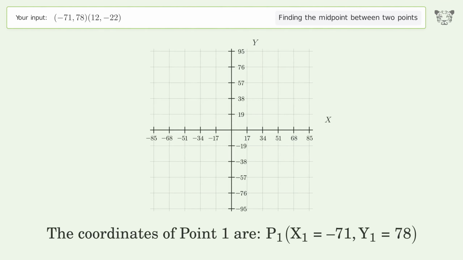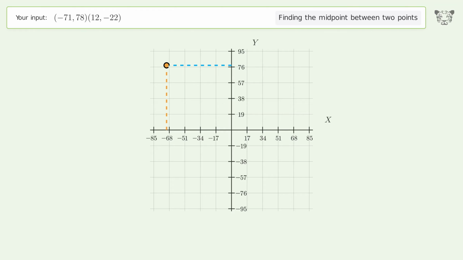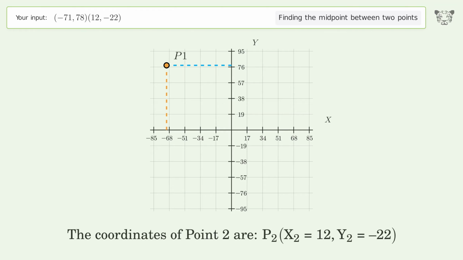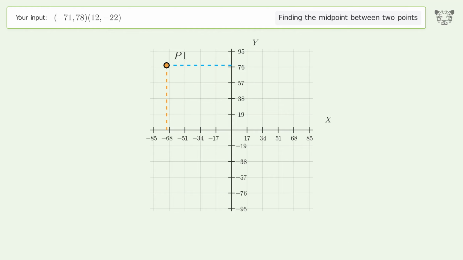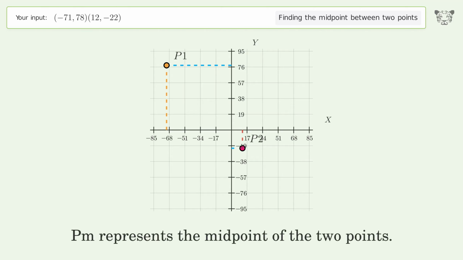The coordinates of point 1 are, x1 equals negative 71, y1 equals 78. The coordinates of point 2 are, x2 equals 12, y2 equals negative 22. PM represents the midpoint of the 2 points.